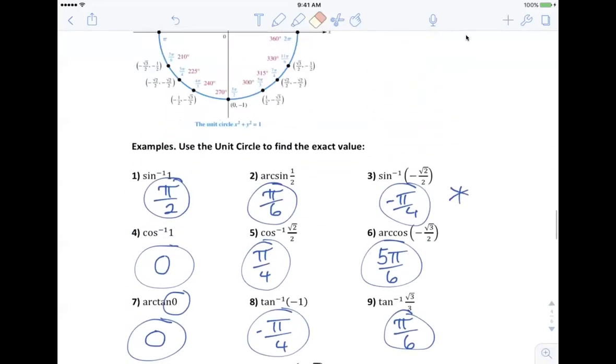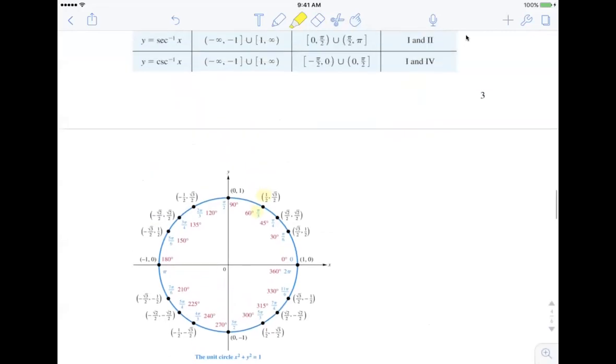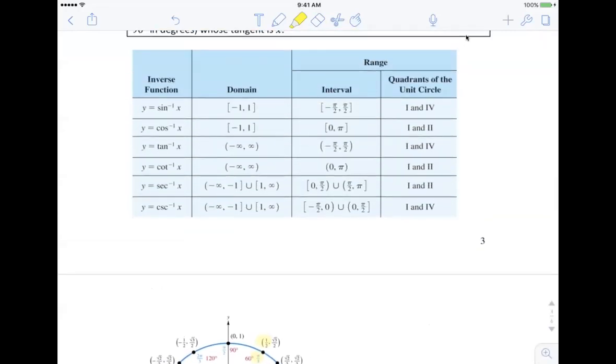If I go to my unit circle, then I look for that x coordinate 1/2. There it is. And I'm getting pi over 3 or 60 degrees. So that's the answer for that one. Just be a little careful on these. Make sure you're following the interval or the range. So if I look at secant, there it is. It's essentially the same as cosine, except pi over 2 is excluded because secant is undefined at pi over 2, and the quadrants are the same.